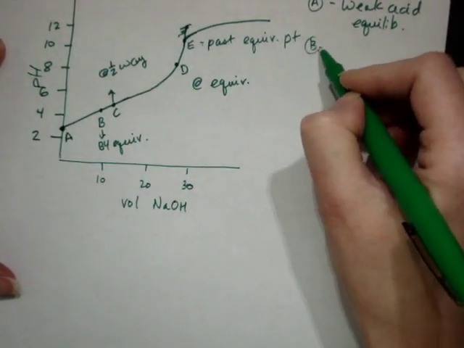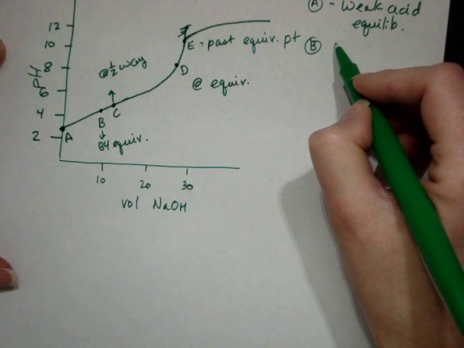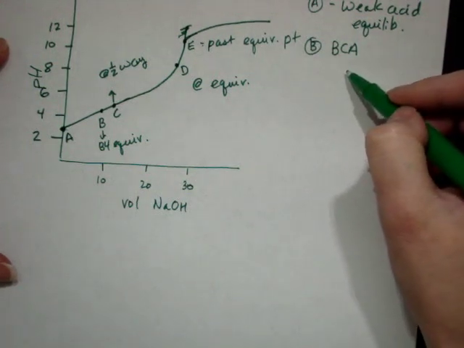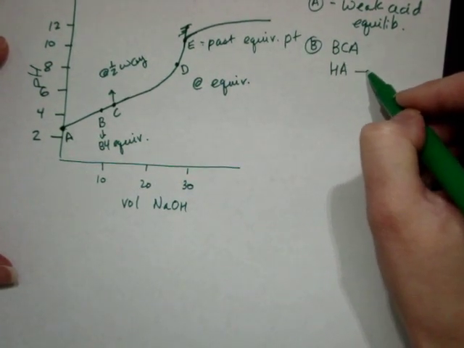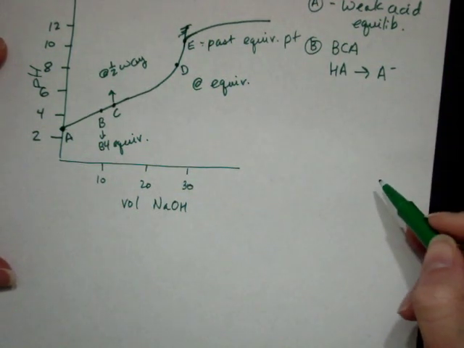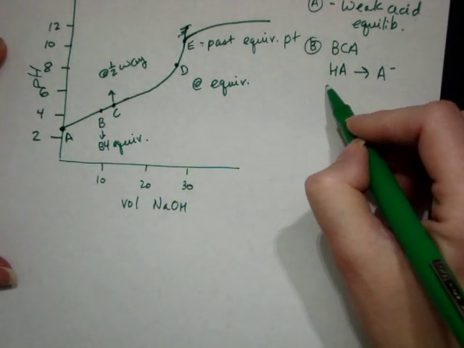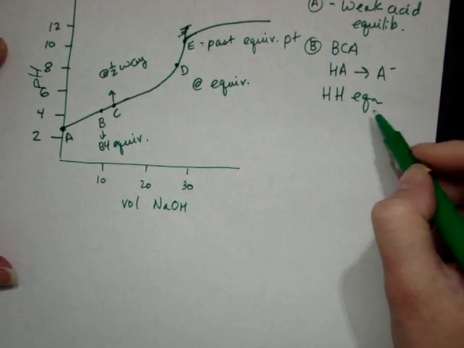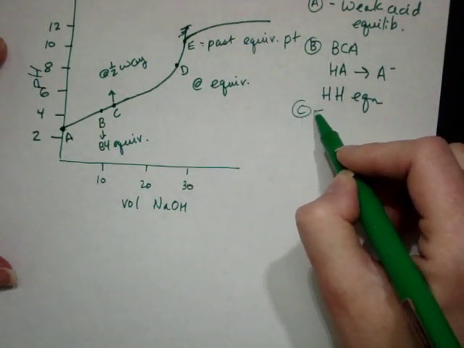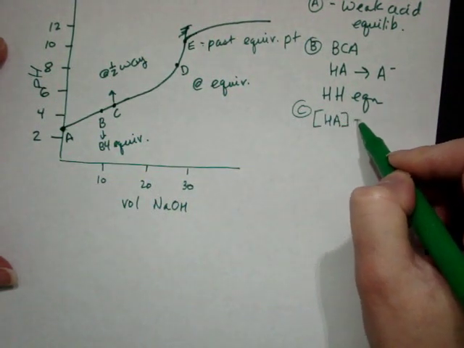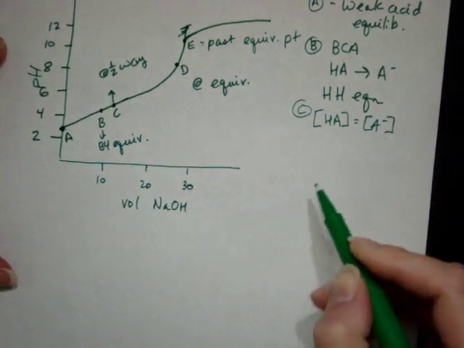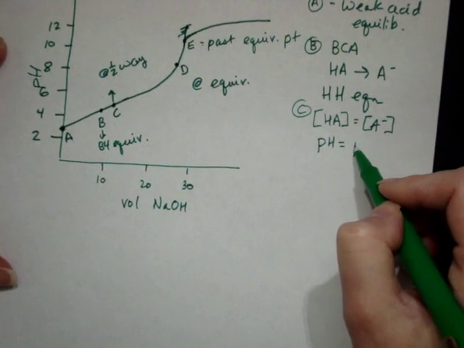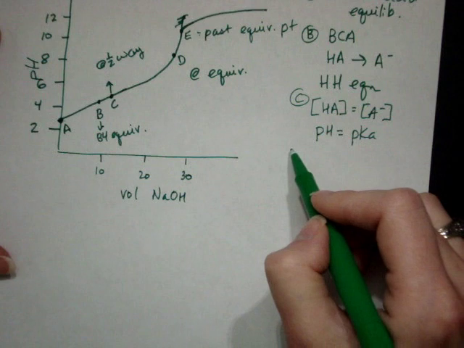At point B, we had to do stoichiometry first. So we did a BCA chart or the regular stoichiometry method to find out how much acid had been converted into conjugate base ion, and then we could use Henderson-Hasselbalch or a RICE chart to figure out the pH. At point C, again, special point. At halfway, because the acid concentration equals its conjugate base, the pH is equal to the pKa.